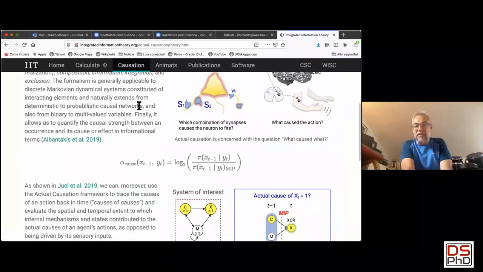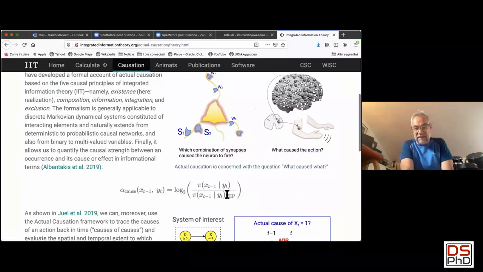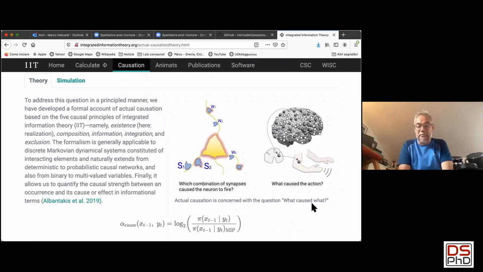Here, what you see are only conditional probabilities, but what appears here is actually a do probability, that is, a probability conditioned on the network. Here we consider only complete networks, so there is no room for unobserved variables. And the question is, which combination of synapses causes the neuron to fire? What caused the action? What caused what? So causation is seen as a pathway toward the understanding of consciousness.